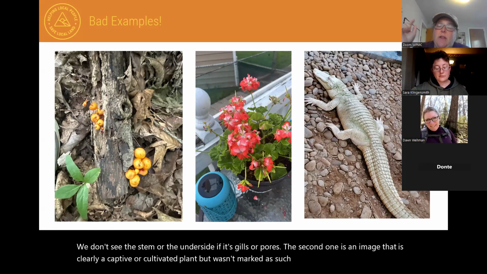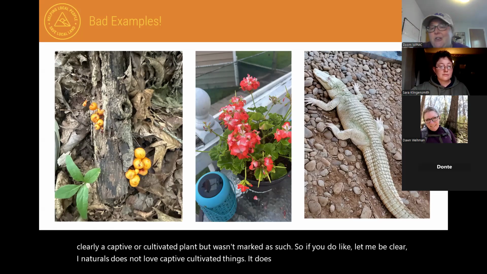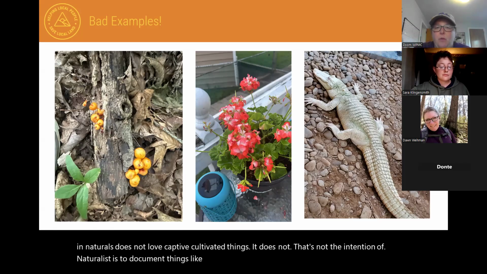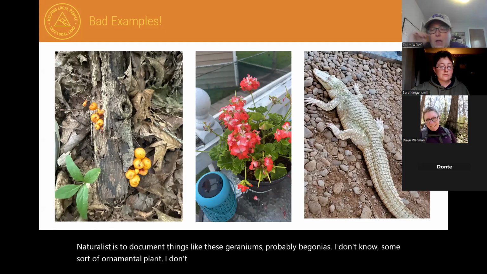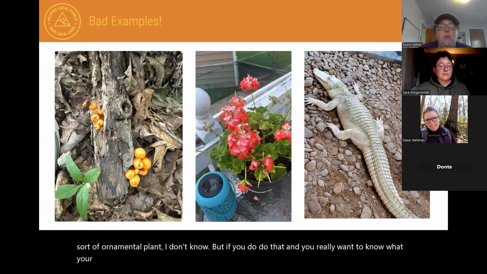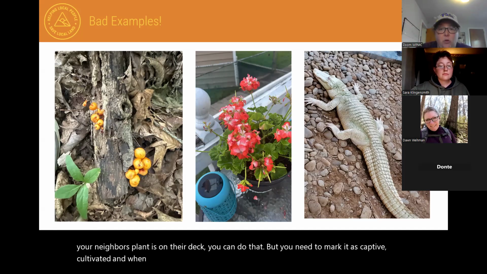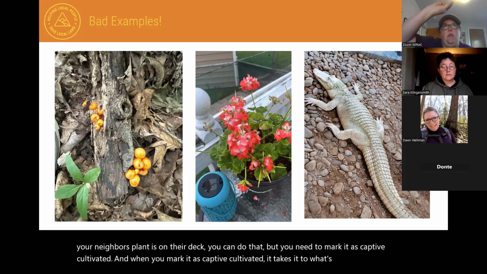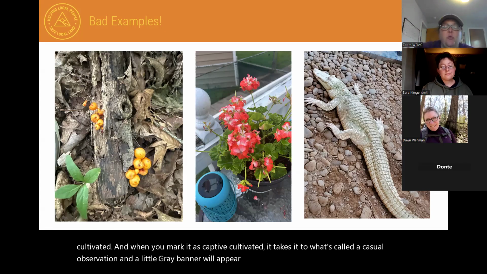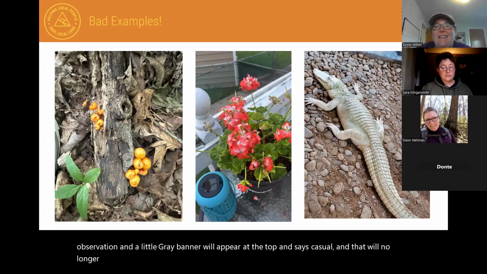So let me be clear, iNaturalist does not love captive cultivated things. That's not the intention of iNaturalist, to document things like these geraniums, probably, begonias, I don't know, some sort of ornamental plant. But if you really want to know what your neighbor's plant is on their deck, you can do that, but you need to mark it as captive cultivated. And when you mark it as captive cultivated, it takes it to what's called a casual observation, and a little gray banner will appear at the top and say casual, and that will no longer be used towards scientific data.